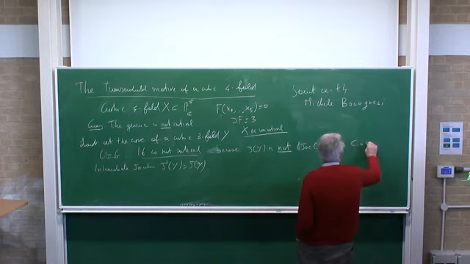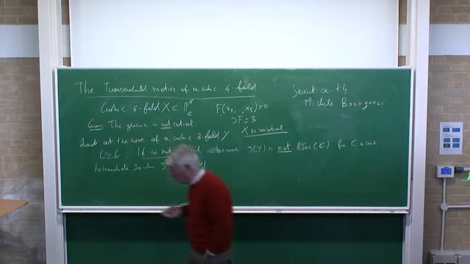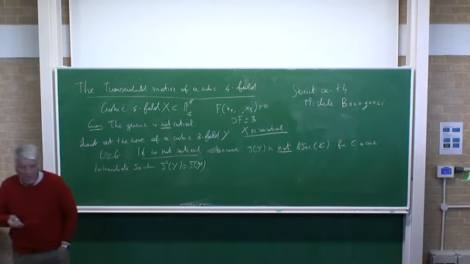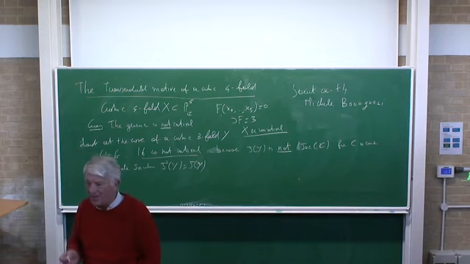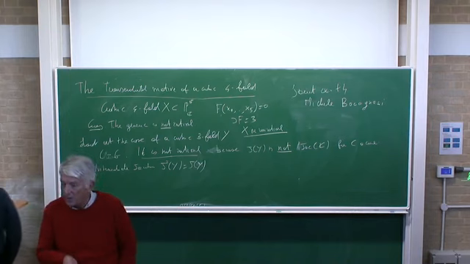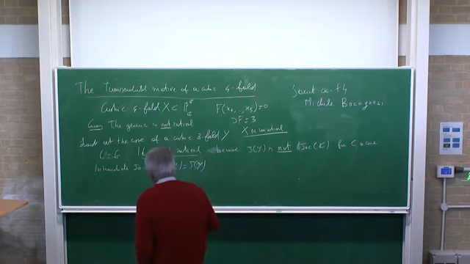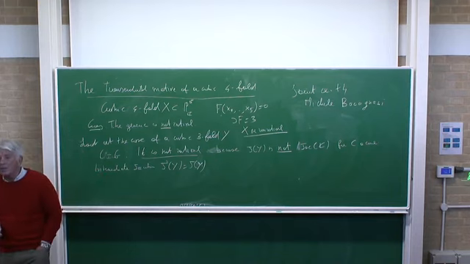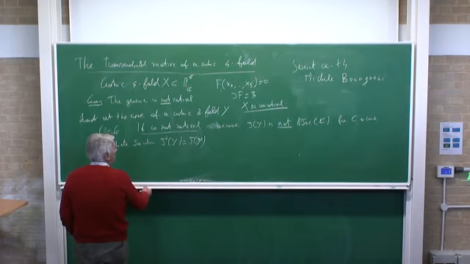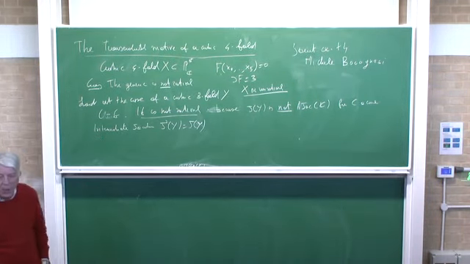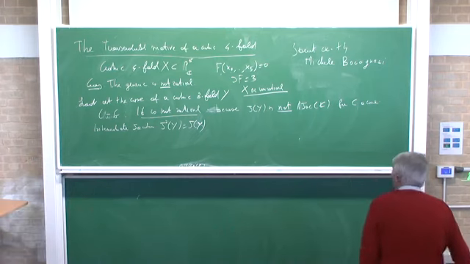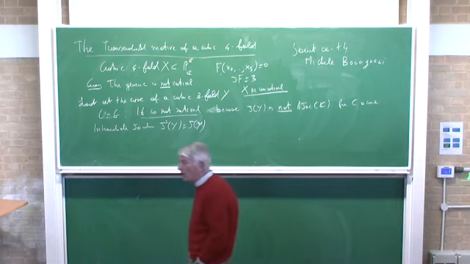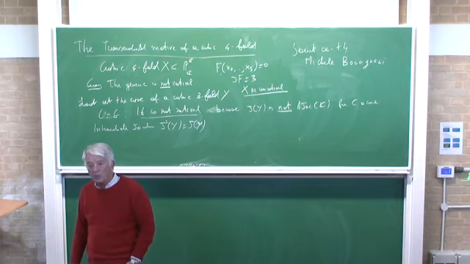So they found it. Trying to find something that shows a variety is not rational is very hard stuff. You need an invariant that controls it, and they found it. So the point is, as of now, no such invariant exists for a cubic fourfold. But now what I want to do is interpret this result by Clemens and Griffiths in terms of the motive of Y, and try to realize what happens in the case of a cubic fourfold.